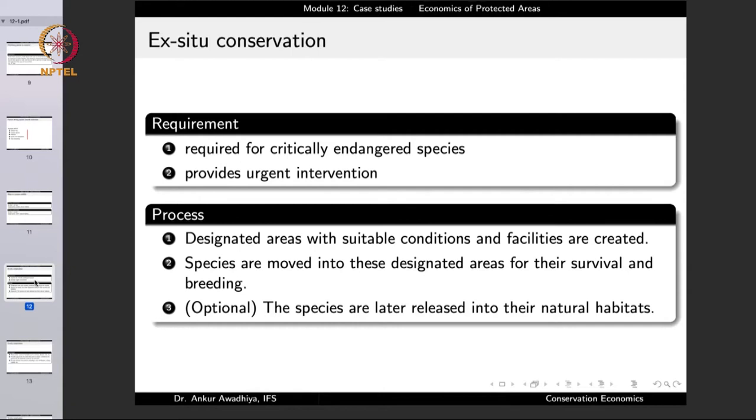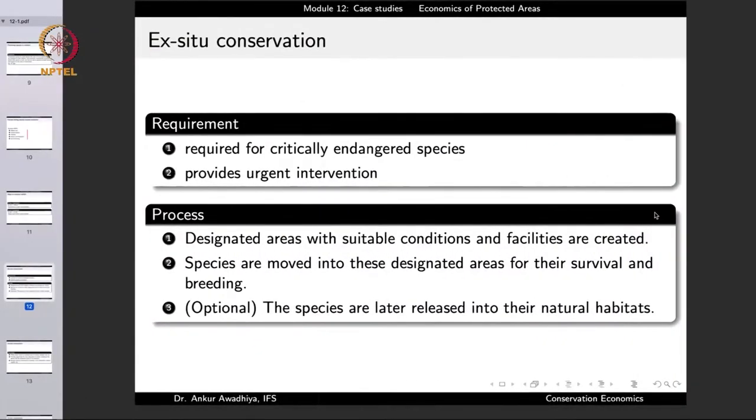So in the case of ex situ conservation, it is required for critically endangered species because it provides urgent intervention. In the case of critically endangered species, the numbers are so low that we need to give them a very high level of intervention, a very intensive management, which may not be possible in the wild conditions. So ex situ conservation is probably the only way out to conserve those species that are critically endangered.